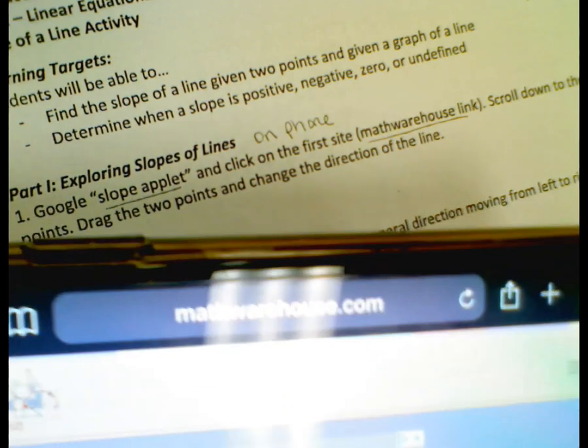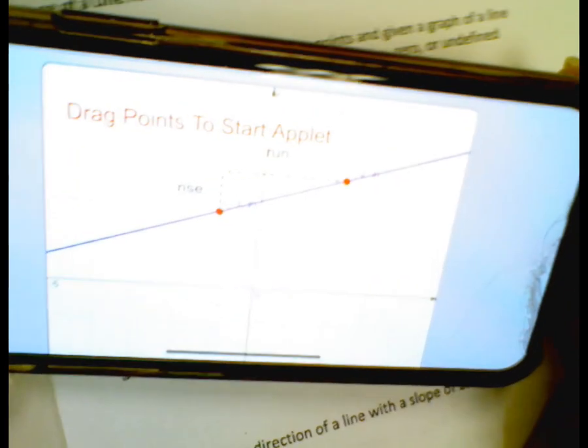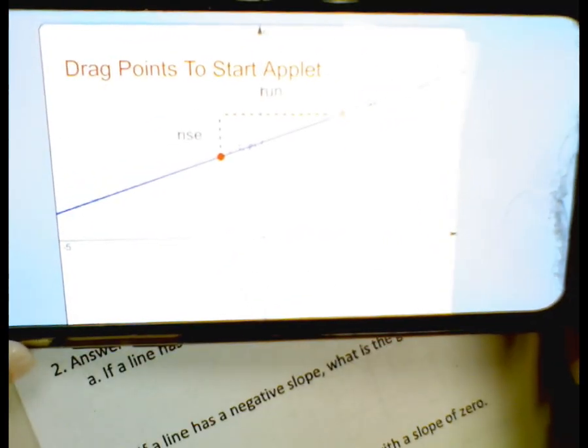Okay, I pressed it. See, it says Math Warehouse at the top. So it's going to it. Then you're going to scroll until you find a graph. See this graph right here? This is the graph you want. Now this is going to be really hard to see, but there's my graph. So you drag it to that where it says drag points to start applet.